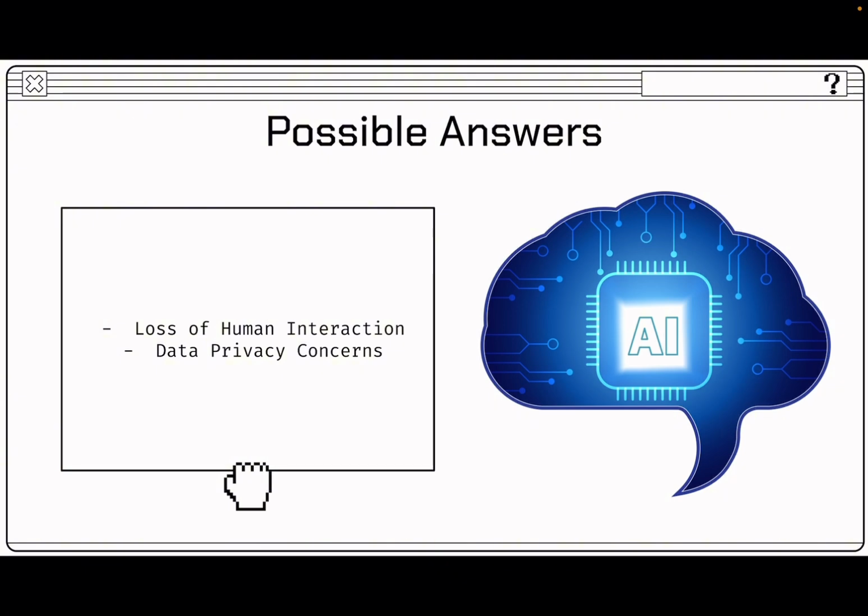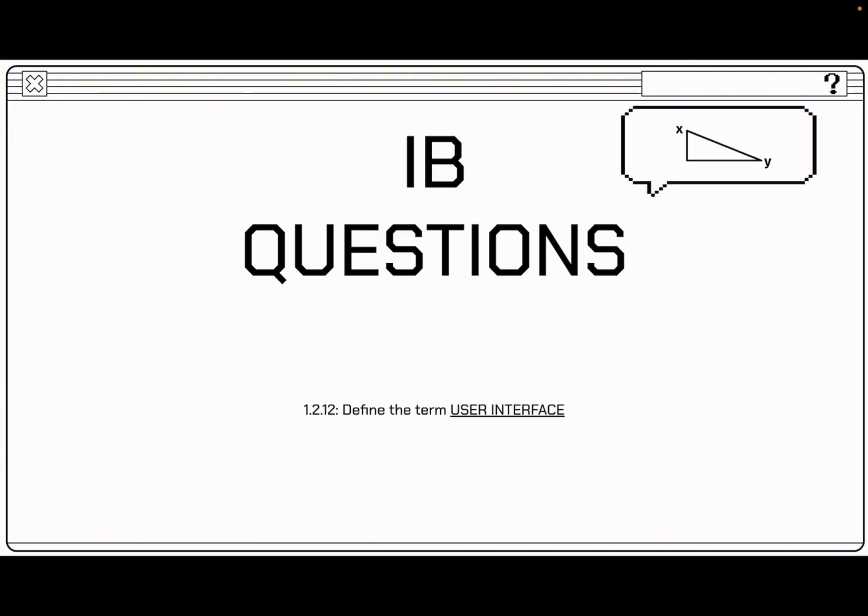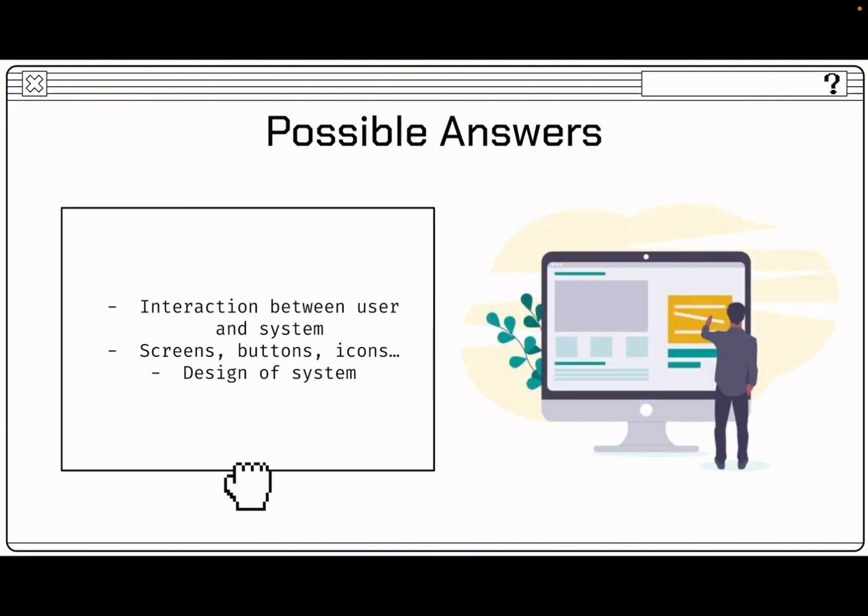And lastly, we have an IB style question regarding point 1.2.12, which is: define the term user interface. Now, a possible answer could be, this term refers to an interaction between the individual or the user with a computer system, software, or device, including every single element which the user can interact with, including screens, buttons, icons, etc.